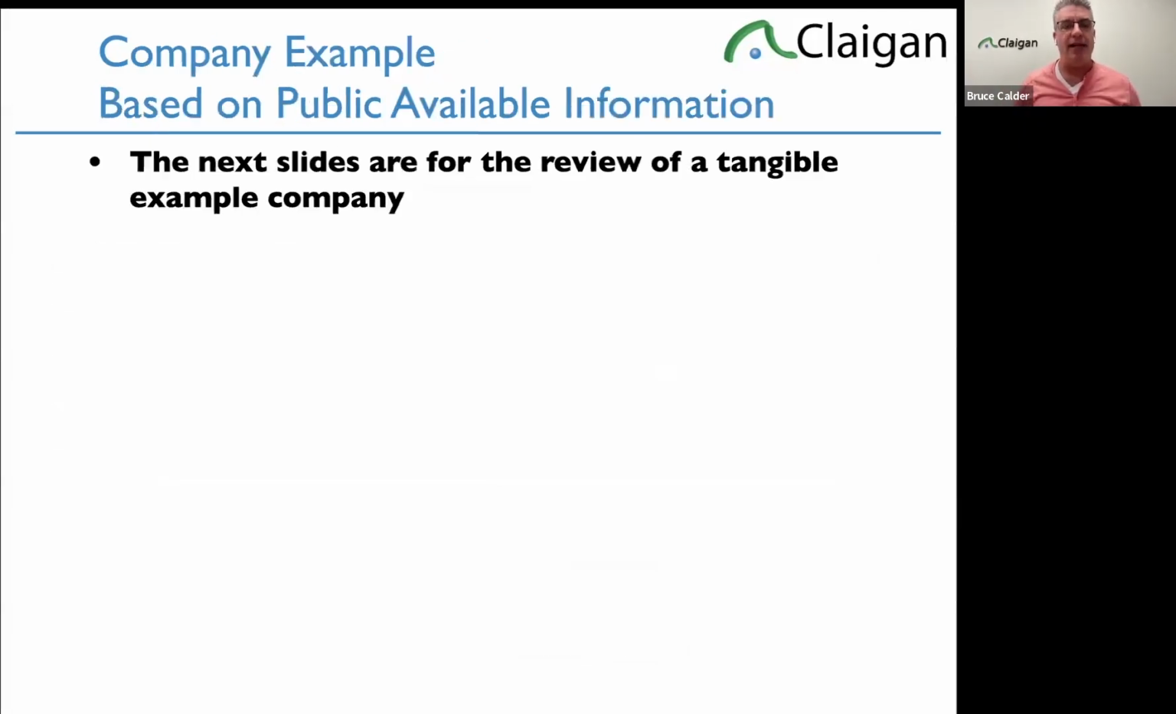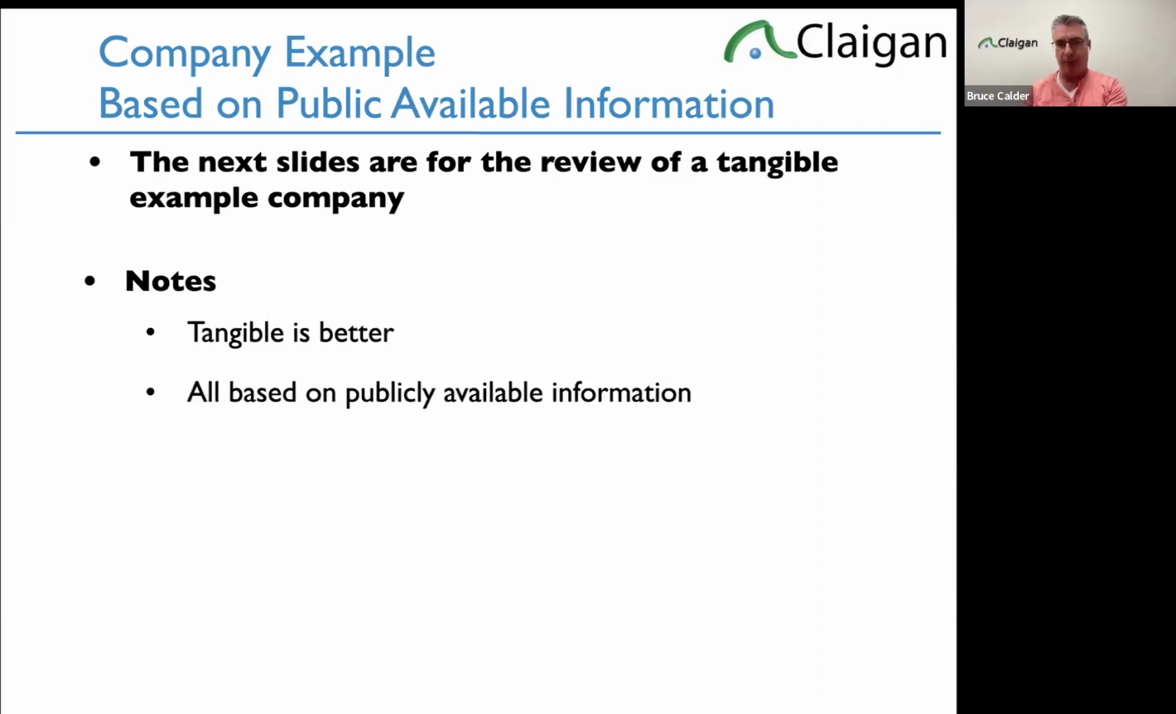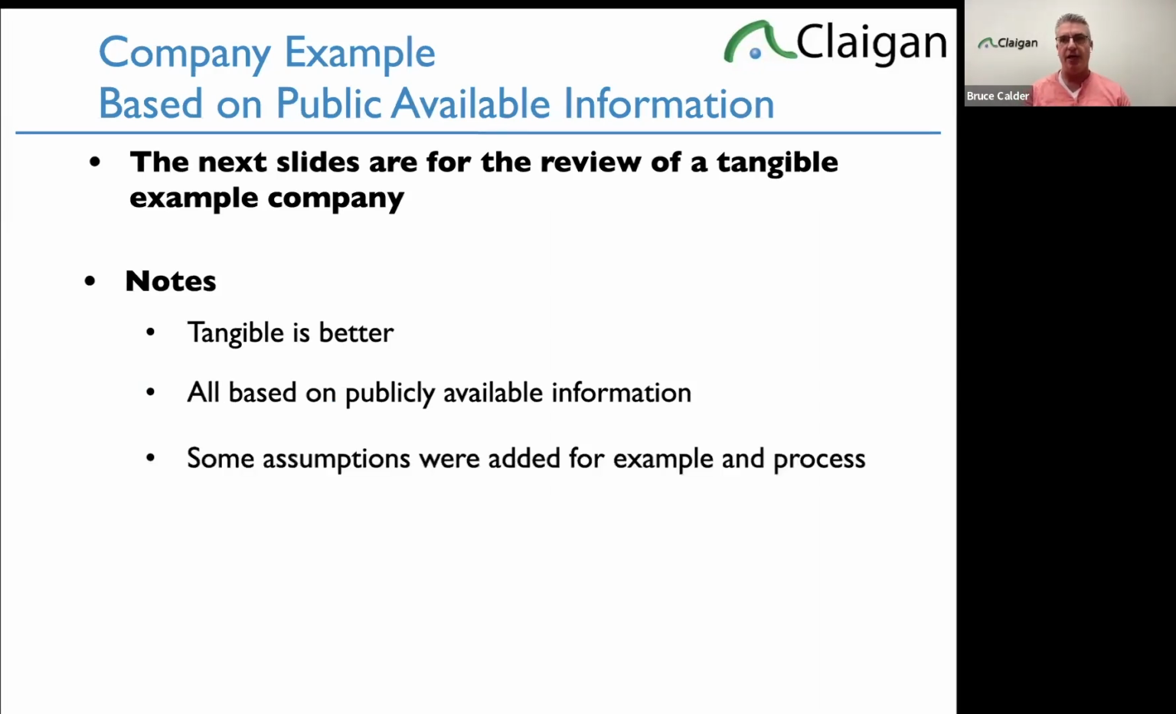Okay, now the next couple of slides are where we do the action steps. We're going to do the steps for an example company. We know zero about what's going on inside this company. We're doing it all from public information. Tangible is better, so we're going to use somebody tangible that everybody would recognize, based completely on publicly available information. Especially in the plastic registry, you'll see that. There are some reasonable estimates for example purposes, but anything here is just public information or estimates. We add some assumptions for examples and processes.